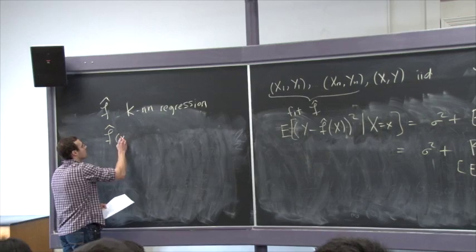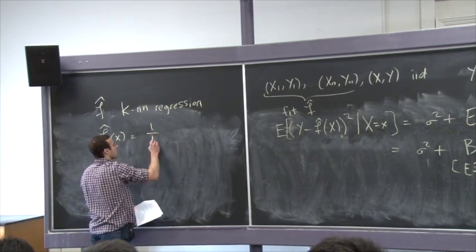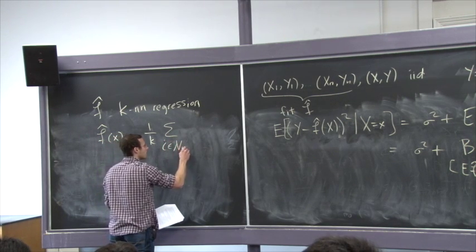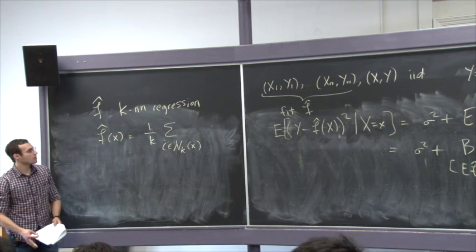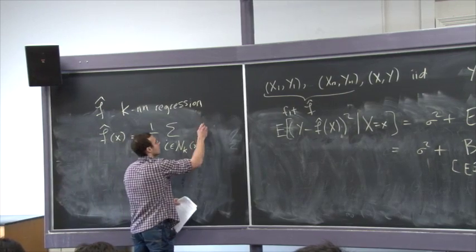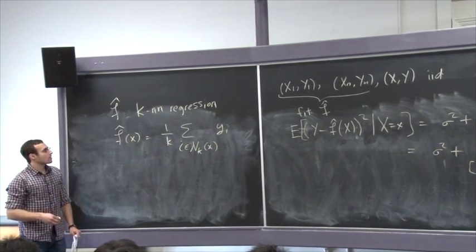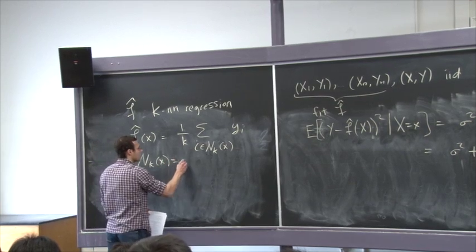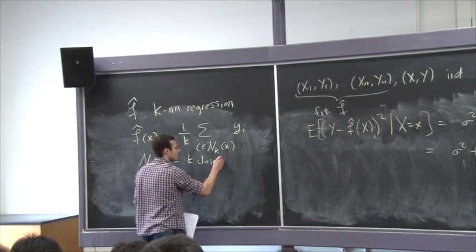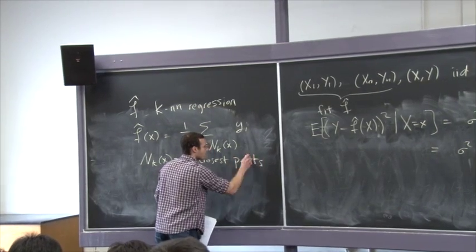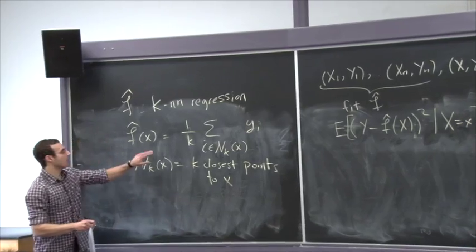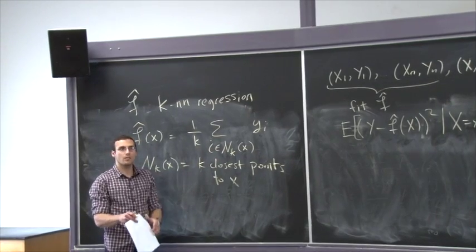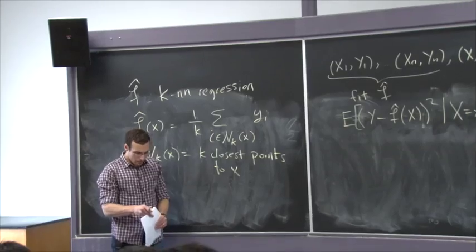So at a point x, if you want to make a prediction at x, what you do is you take 1 over k times the sum over all points i that are in the neighborhood of this point x of size k, and you average their y values. In other words, N_k of x is the k closest points to x. Whatever the point is at which I want to make the prediction, find those guys, add up their y values, and divide by k. So it's just a local average. That's all it is. That's the k nearest neighbors regression fit.